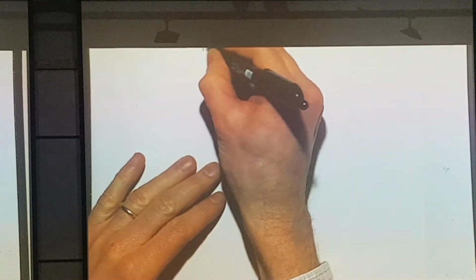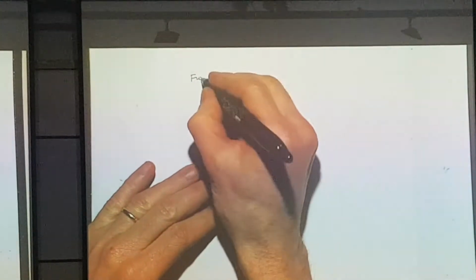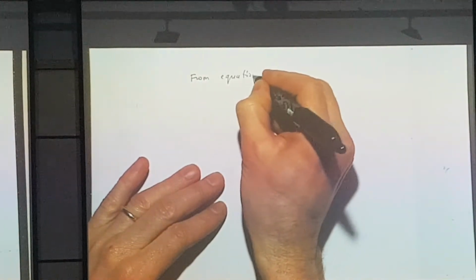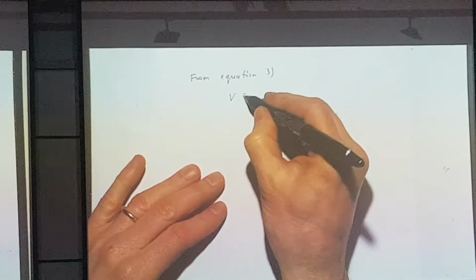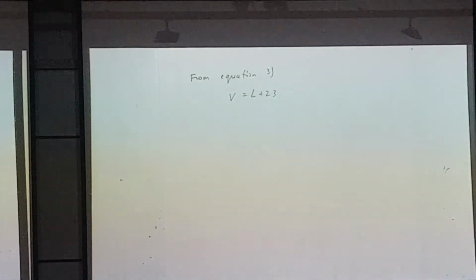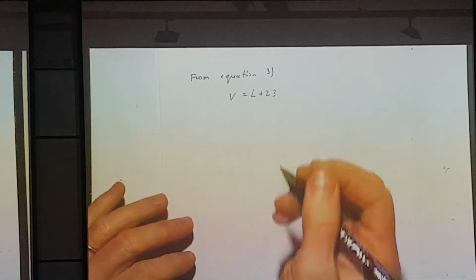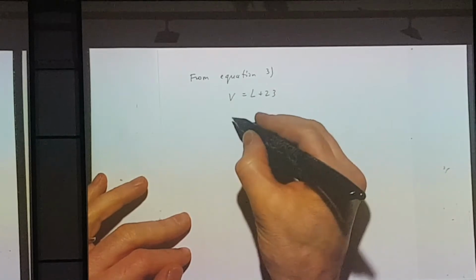So from equation 3, V equals L plus 23. And I can either substitute this expression into everywhere I see V, or I can solve it for L and substitute into the remaining equations. So that's what I'm going to do, because I know that I want to solve for V. It's not really important, but why not follow some logic? So I will solve for L.